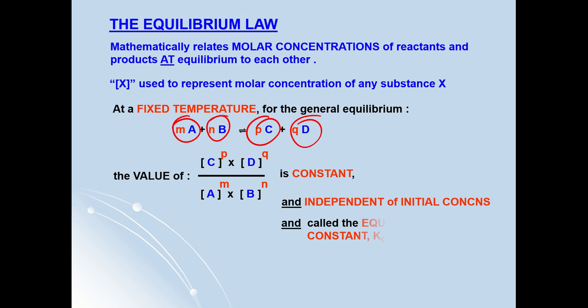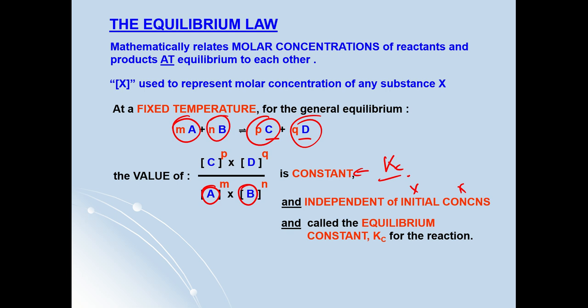Okay, and it is independent of initial concentration. So it doesn't matter what concentrations of A and B I start off with. At a particular temperature, this equilibrium will always set up and will always produce this constant. The constant is called the Kc constant, and clearly, hopefully, as you can see there, the bigger that this number is, the more of C and D there is. The smaller the Kc expression, the more A and B there will be.